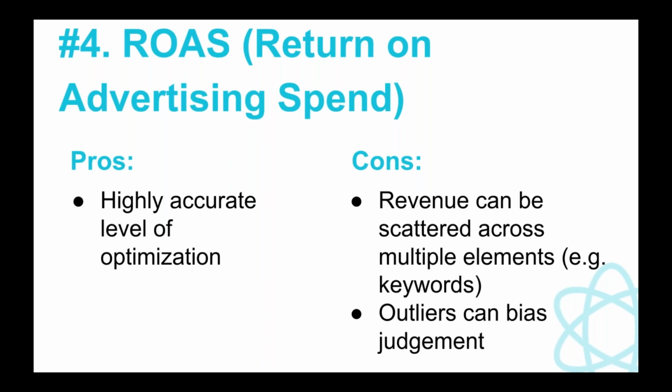Now, most e-commerce businesses obviously are optimizing by ROAS. And it's a very accurate level of optimization for e-commerce. However, there are a couple of problems with ROAS. First of all, revenue can be scattered across multiple elements in a marketing operation. So let's imagine multiple keywords in a specific campaign. We will have revenue that will be scattered everywhere. Secondly, we might also have outliers, and that could bias the judgment on a specific campaign.